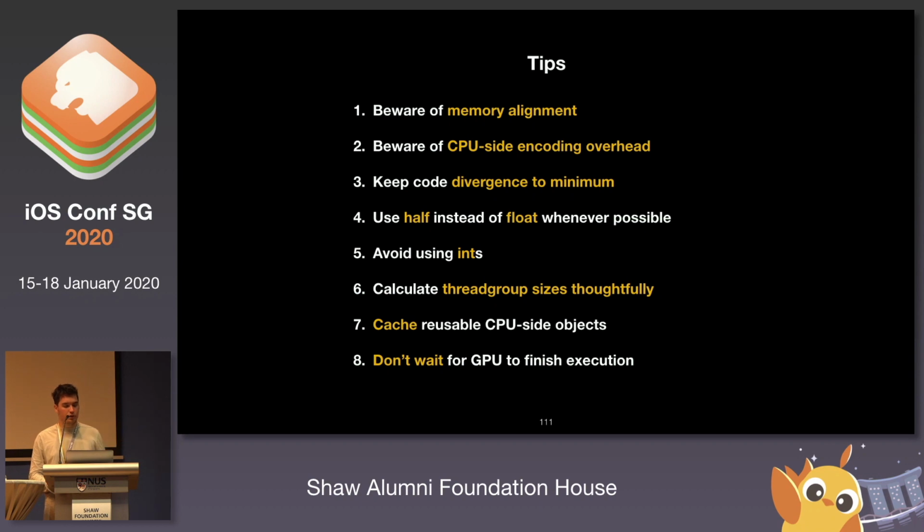Cache reusable objects, so if you create a pipeline state, don't waste it so that ARC can pick it up for garbage collection. You just put it somewhere in a property so you can reuse it every time you need it. And usually you shouldn't wait for the GPU to finish the execution. What you should do instead is subscribe to the completion handlers, so that while the GPU does something, you can actually utilize your CPU for something useful.